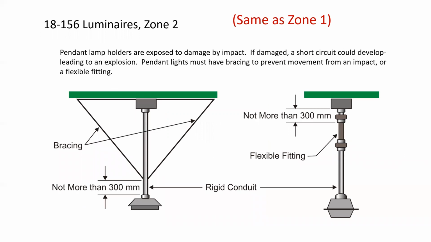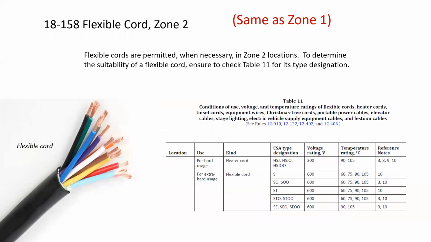18-156 indicates the same information as Zone 1 for luminaires, and 18-158, the same information as Zone 1 for flexible cords.